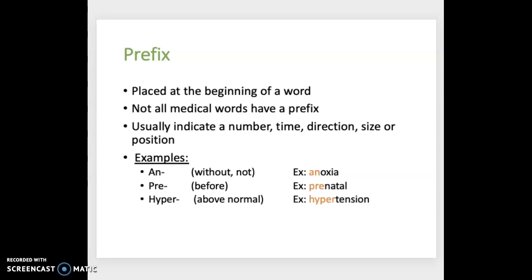A prefix is a word element that's placed at the beginning of a word. And a medical term does not always contain a prefix. A prefix typically indicates a number, time, direction, size, or position. And here are a few examples of prefixes.